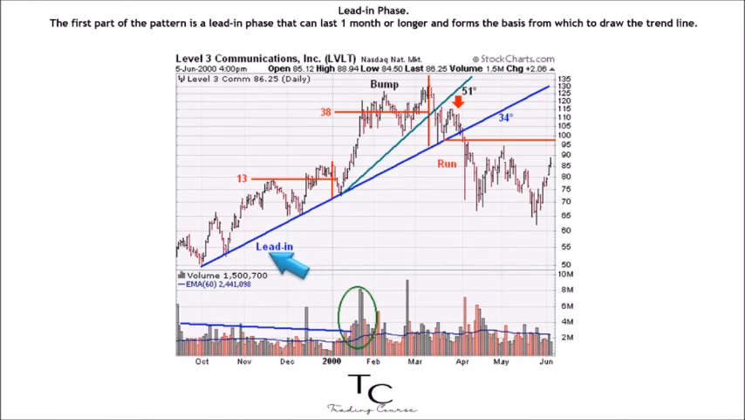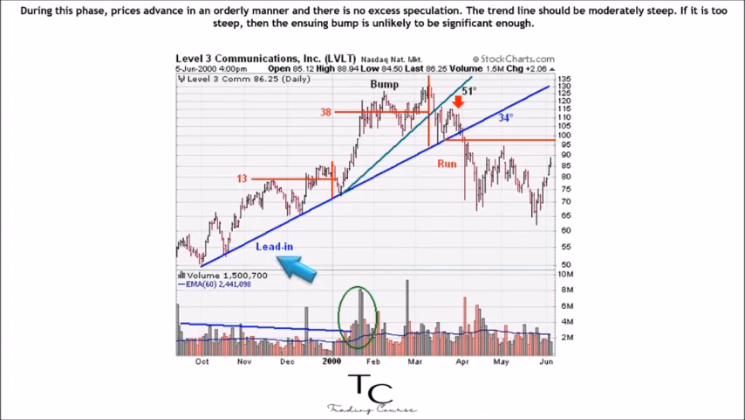Lead-in phase. The first part of the pattern is a lead-in phase that can last 1 month or longer and forms the basis from which to draw the trend line. During this phase, prices advance in an orderly manner and there is no excess speculation. The trend line should be moderately steep.